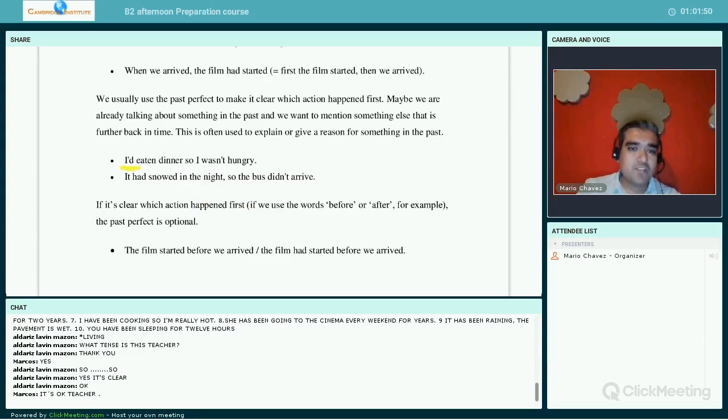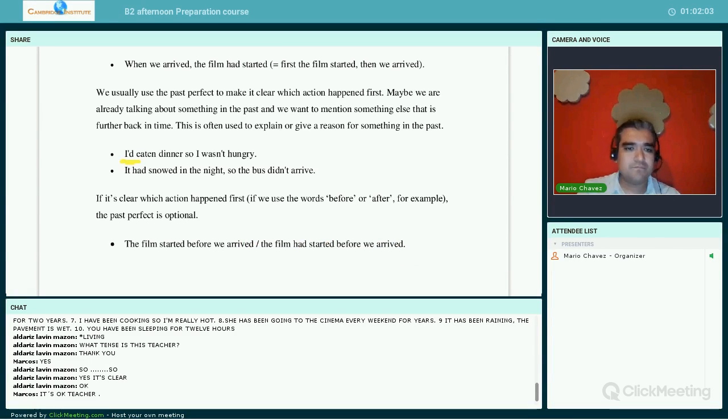If it's clear which action happened first, we can use the words before and after. For example, in the past perfect, it's optional, but you can use before or after. The film started before we arrived. The film had started before we arrived.